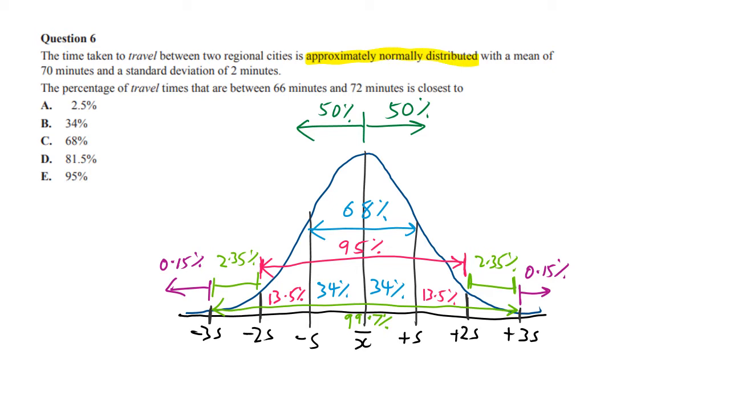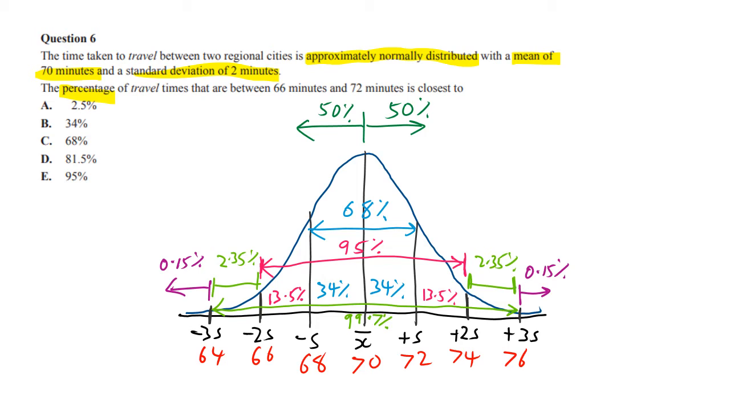That means we're going to have that graph redrawn perfectly down here, and it says the mean is 70 minutes. So down here the x bar is 70, and the standard deviation is 2. So we're going to say plus 2, so 72, plus 2, 74, plus 2, 76, minus 2, 68, minus 2, 66, and minus 2, 64. All right, what's the actual question asking us? It wants the percentage.